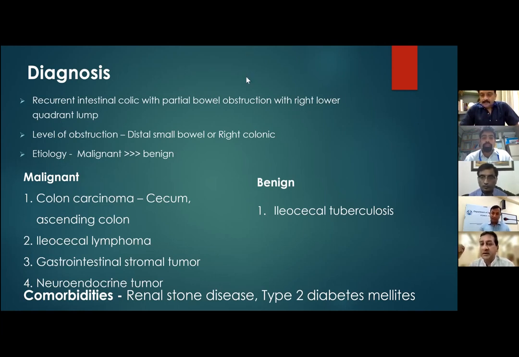And there are 3 types. We have a stage of intestinal colic when the obstruction is not too advanced. Then we have a phase of partial obstruction, then complete obstruction, and complete complicated.